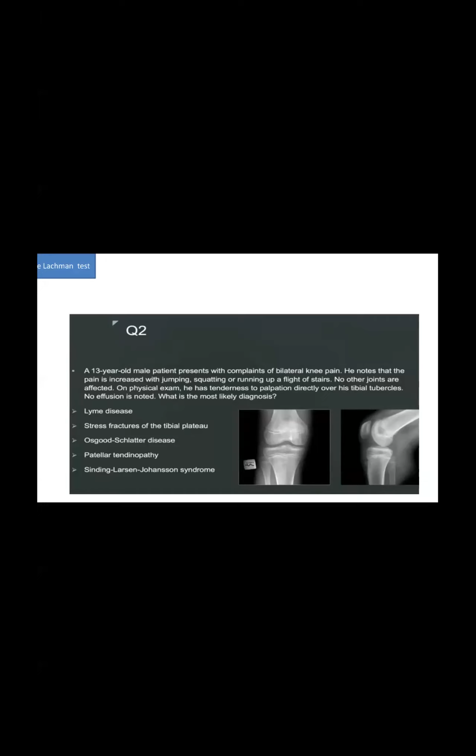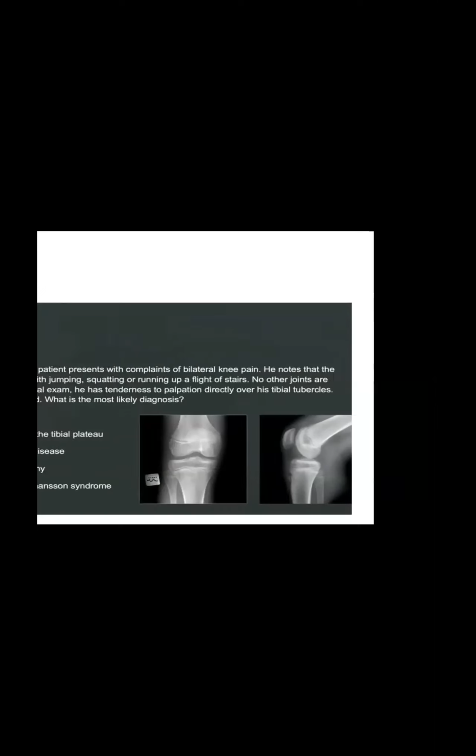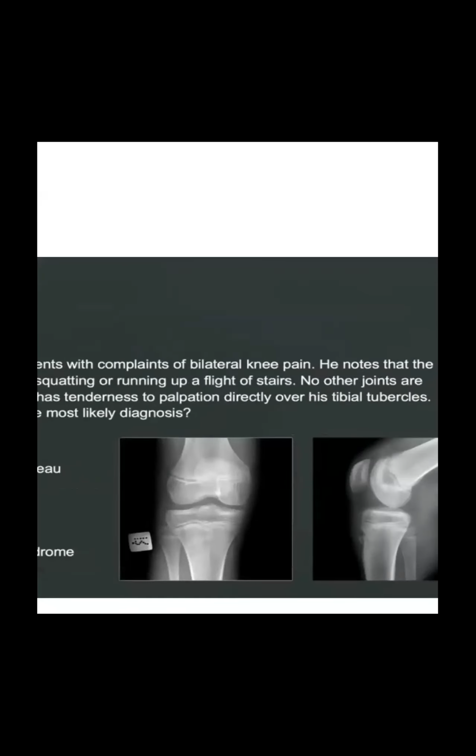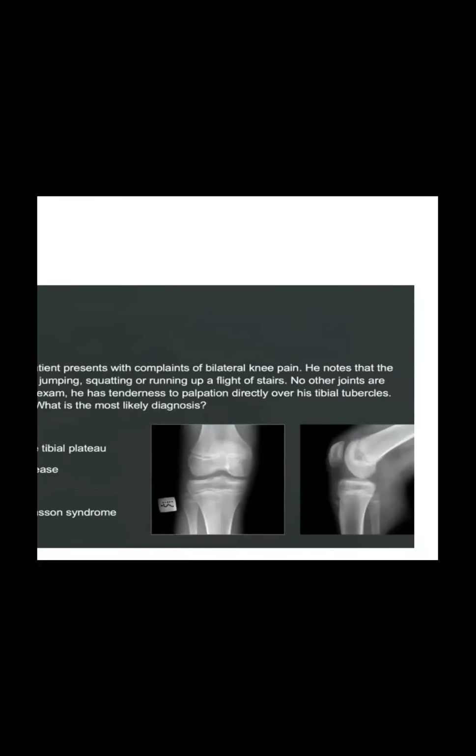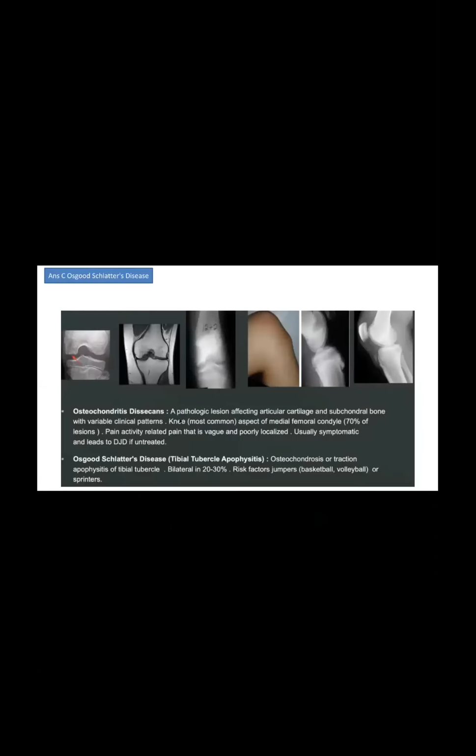Okay. So, Dr. Ikra, tell me. Ma'am, its answer is C. Yeah, it's Osgood-Schlatter disease, right? So why? Because there's pain on jumping, squatting, running, and the age is very young. It's 13 years, and you see this knee joint. There is erosion of the tibial tuberosity, yes, right? So yes, ma'am, explanation, thank you.